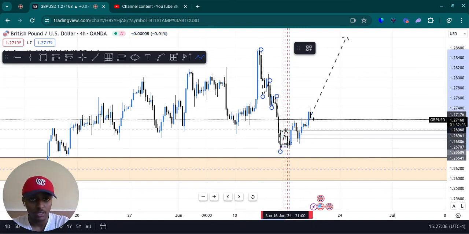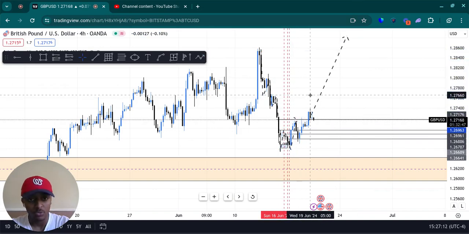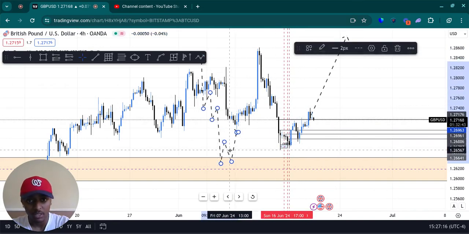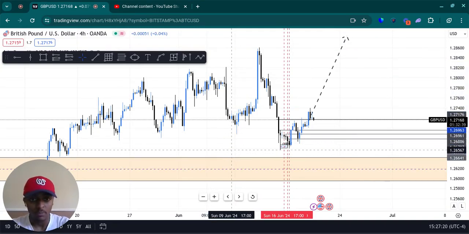So finally, we get a break of structure on the 4 hour, right? And this was the move that we traded and anticipated. We anticipated this leg right here. And how did we know that this leg was going to occur, right?